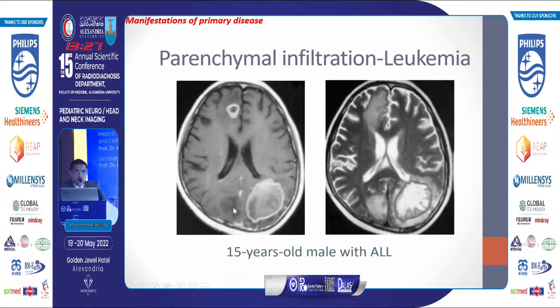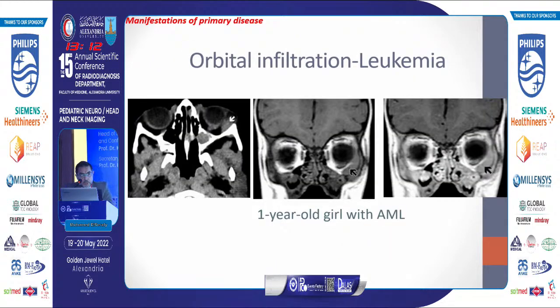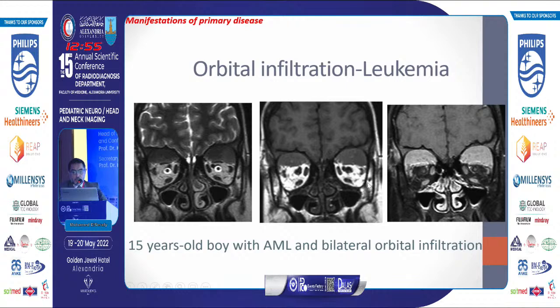Parenchymal infiltration in leukemia is very rare and non-specific, as in this case, showed multiple intraaxial ring-enhancing lesions surrounded by edema, and it has no specific imaging feature. Orbital infiltration can be seen in both lymphoma and leukemia, as in this patient. Maybe unilateral, appears as isodense lesion on CT, isointense on T1 weighted image that showed diffuse enhancement. Bilateral orbital affection in leukemia.